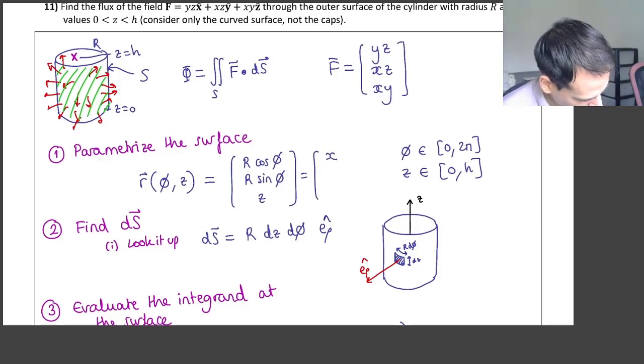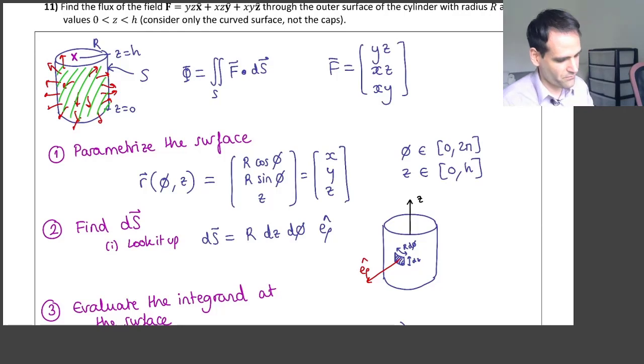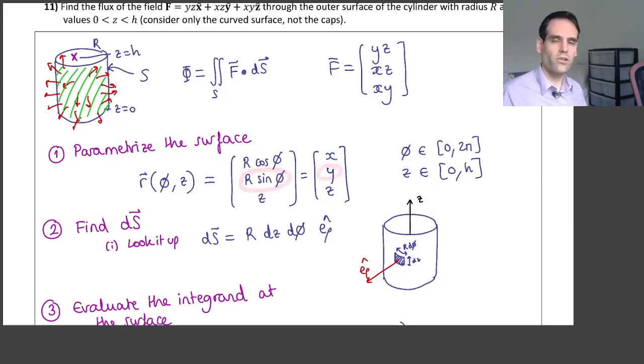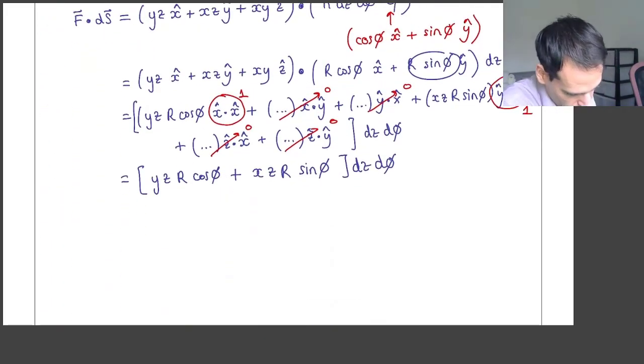Remember that the parameterization of the surface is just x, y, and z. So wherever there is an x, I need to write this. And wherever there is a y, I need to write this. Okay? So let's do it.